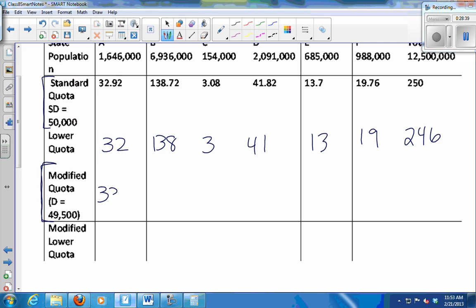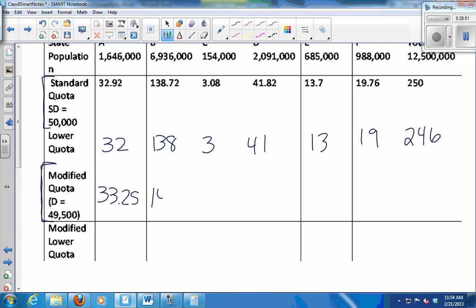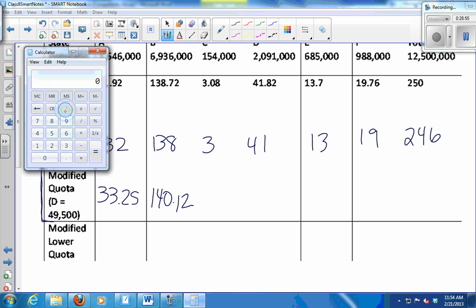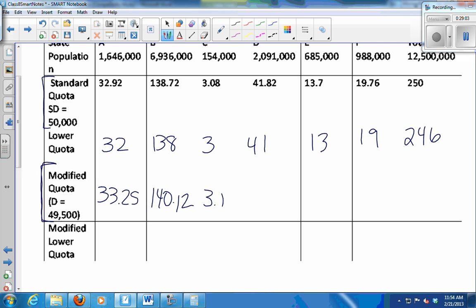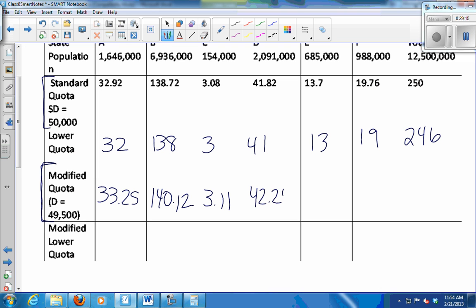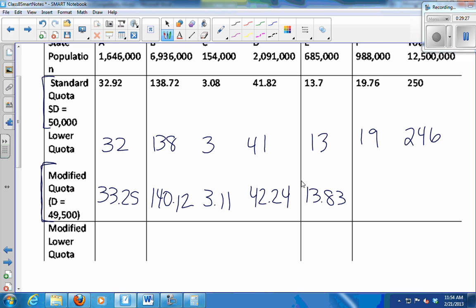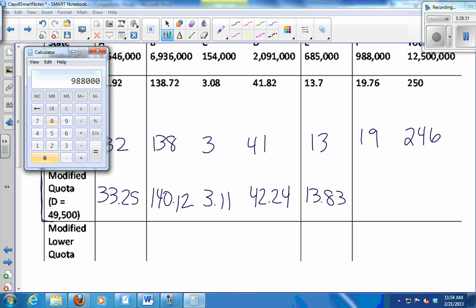So we get 33.25. And then 6,936 divided by 49,500 is 140.12. Then 3.11, then 42.24, then 13.83, and 19.95.